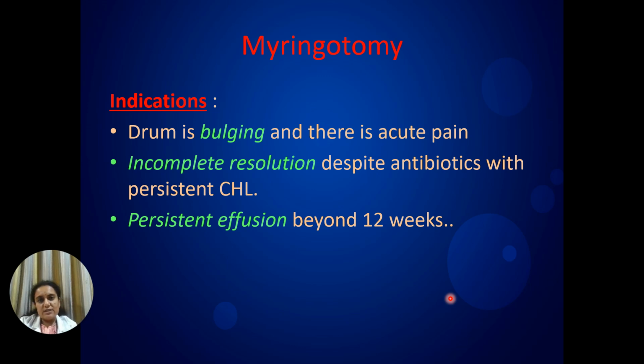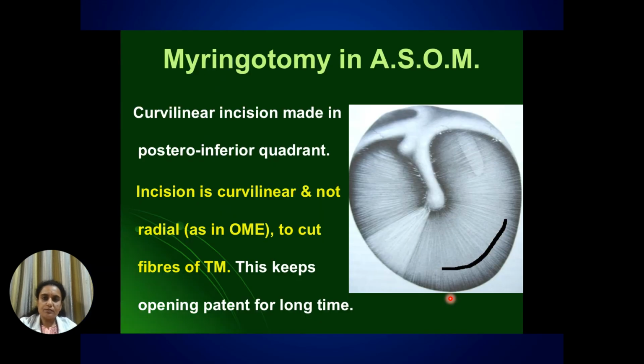So, what is myringotomy and what are its indications? Indications are whenever the tympanic membrane is bulging, there is acute pain, no relief with antibiotic and other antihistamines. In such cases, we should go for myringotomy. If there is incomplete resolution despite antibiotics being given with persistent conductive hearing loss, then we have to go for myringotomy. Persistent effusion beyond 12 weeks is another indication for myringotomy.